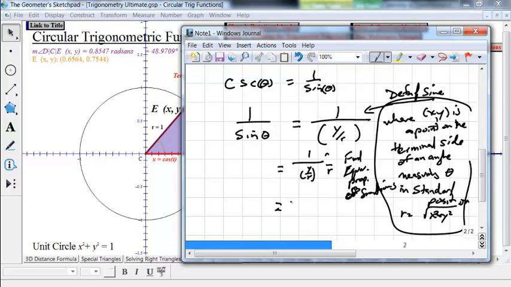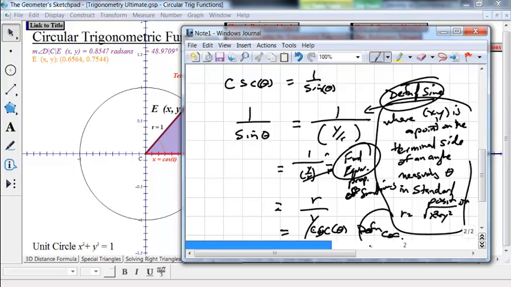Okay, see my sloppy writing, you see why I type everything. And so this is r over y, because that's just simplifying, and then this is cosecant of theta by definition. So notice I've been able to give a series of steps. I give the reasons for those steps. I start with one side and end with the other side. That's how we prove an identity.